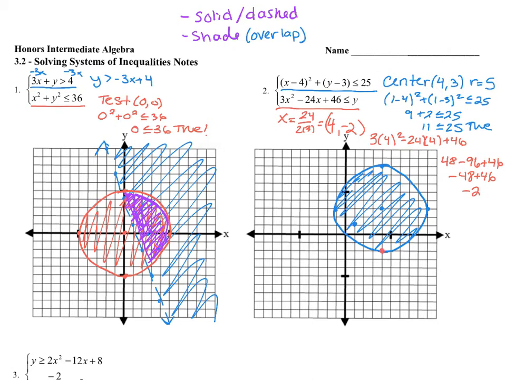Then I have an a value of 3, so I'm going to use my pattern. I'm going to go over 1, up 3, and then over 2, normally be up 4, but it's 4 times 3, so up 12. So it's going to sit right in the top. Now this parabola is also going to be a solid line because of this symbol.